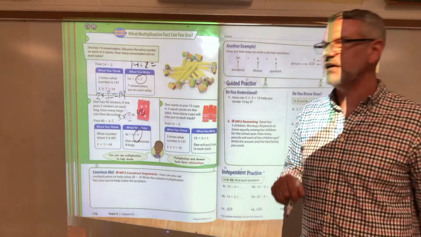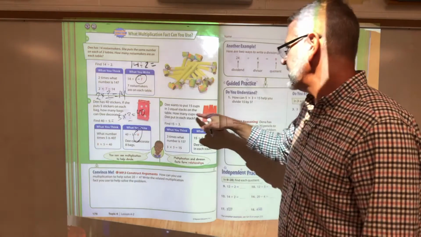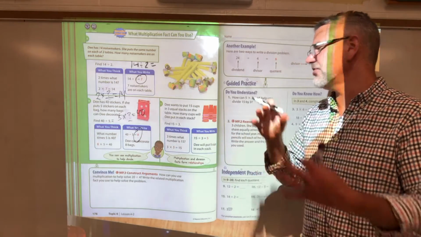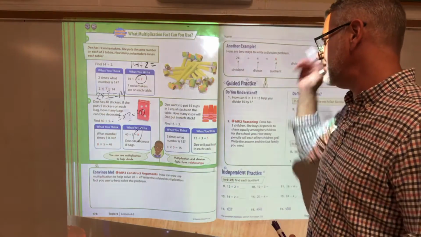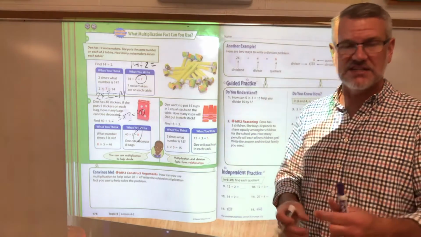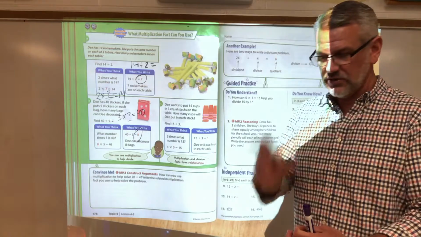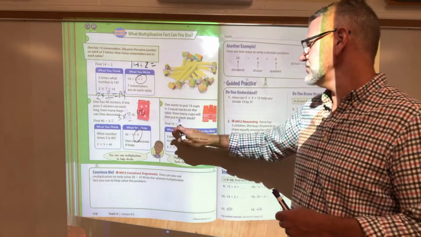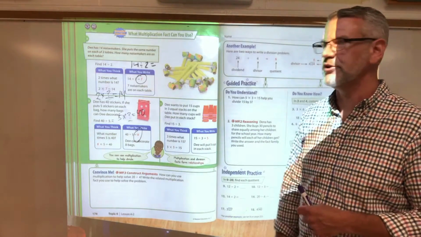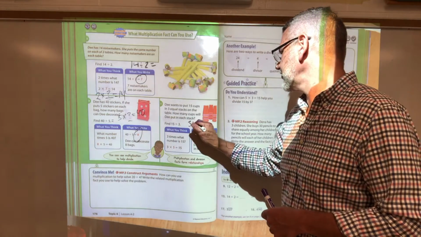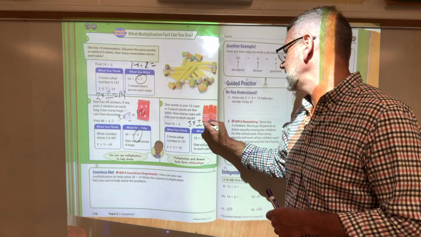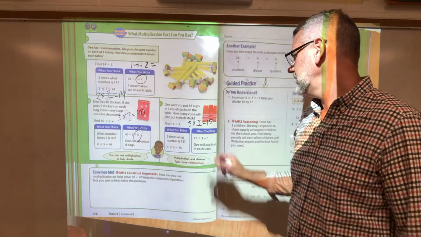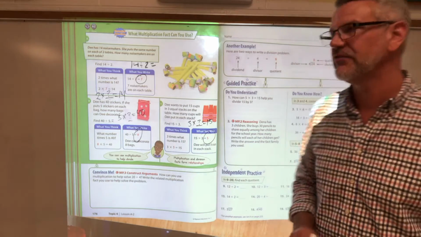Here she's got her party cups. She wants to put 15 cups into 3 equal stacks on the table. How many cups will she have in each stack? So she's got her cups. She's going to do 1, 2, 3, 4, 5, 6, and keep going and count how many she has. So it's 15 cups divided into 3 groups. If you can remember 3 times what equals 15, you're going to get the answer of 5.